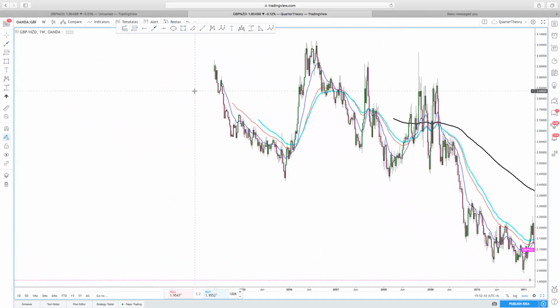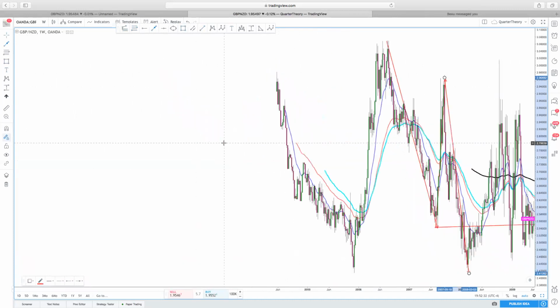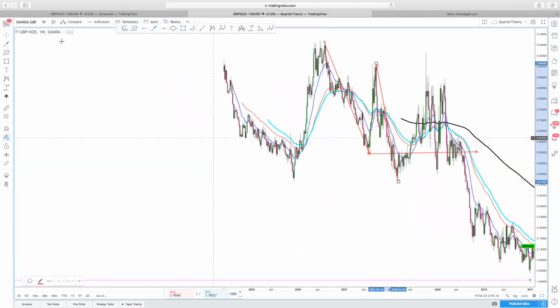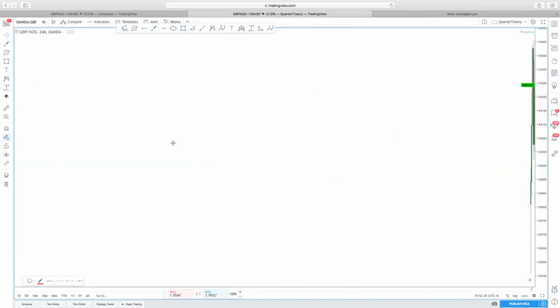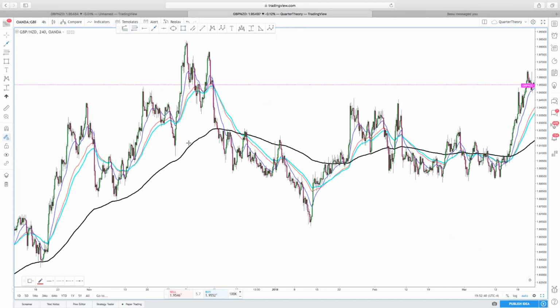Okay, so let's see. I'll go back. The reason why I chose this is because you see this X to A point here. What do I see? I see a break of my A. So I want to measure this leg and then measure this leg. And this is how you are measuring extension patterns. Okay, so let me see. It's too much. Let's go to a 4-hour chart. See if I can find something here.